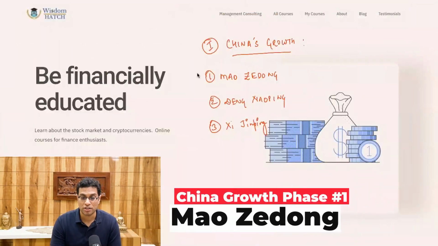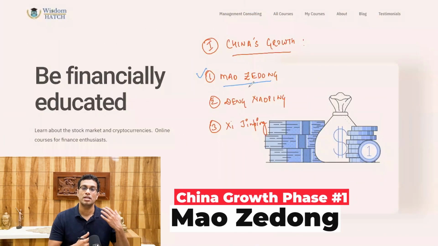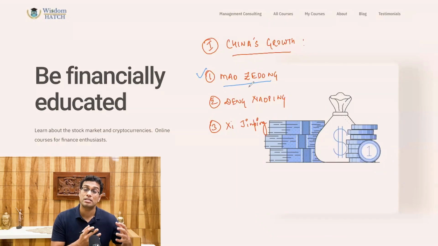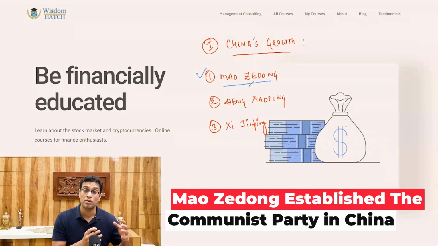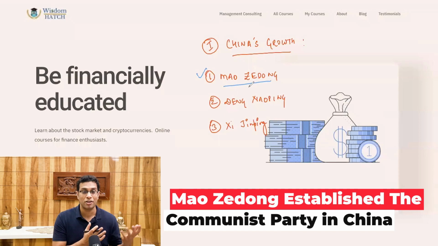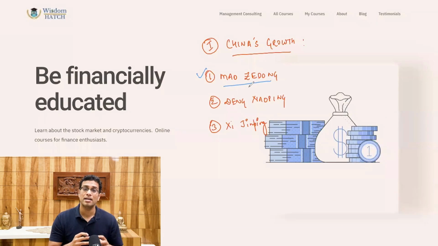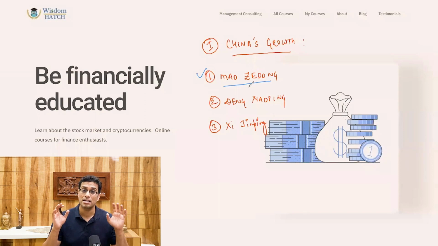So the first key phase was the Mao Zedong phase. This was the person who established the People's Republic of China, which is the communist party in China. And he was the father of that party, so to say. He started a cultural revolution in China and people in China saw Mao Zedong as a revolutionary figure. So his contribution to China was that he was able to unify people.